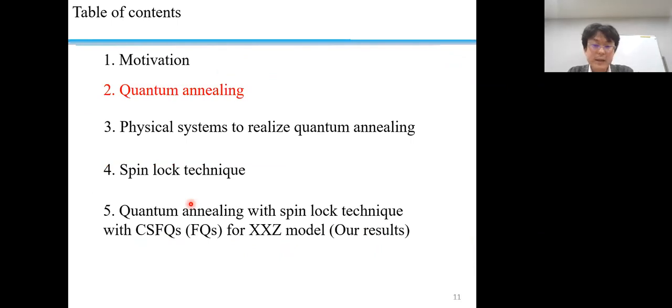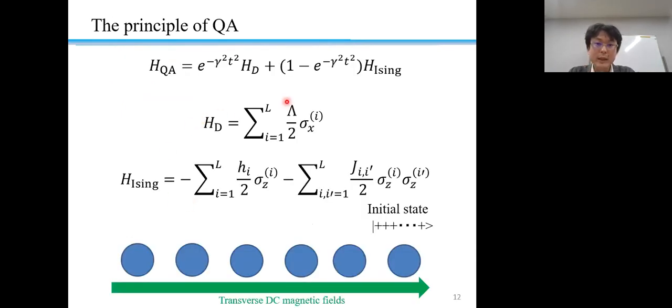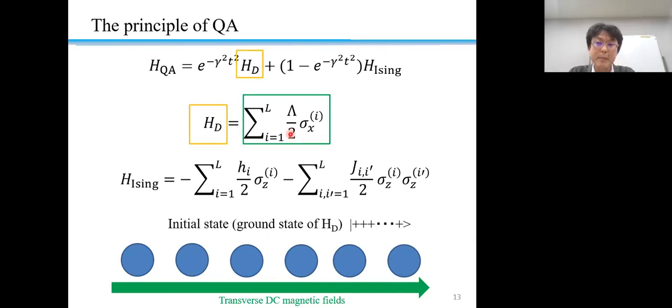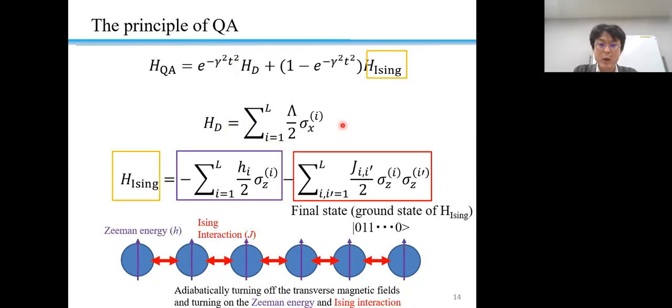So let me have a quick review about what is quantum annealing. So in the quantum annealing, we will change the Hamiltonian like this. So we have the driver Hamiltonian. So the driver Hamiltonian is a transverse magnetic field described like this. Also, we have an Ising type interaction as well. So the Ising type interaction has two terms. So the first term is a Zeeman energy term. It contains h. Also, it has an Ising type interaction, J_ij, like this one. So by changing this Hamiltonian from the driver Hamiltonian to the Ising Hamiltonian, we can prepare the ground state of the Ising Hamiltonian.